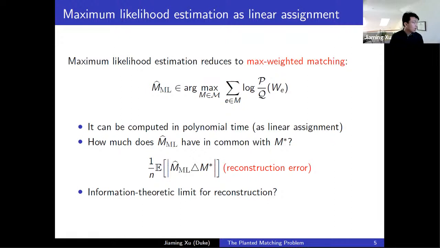Another question is that this maximum likelihood estimator may not be optimal in minimizing this error. So the question is, what is the information theoretical limit of this reconstruction error? What's the best you can do in this case? The main focus of this talk is trying to answer these two questions.